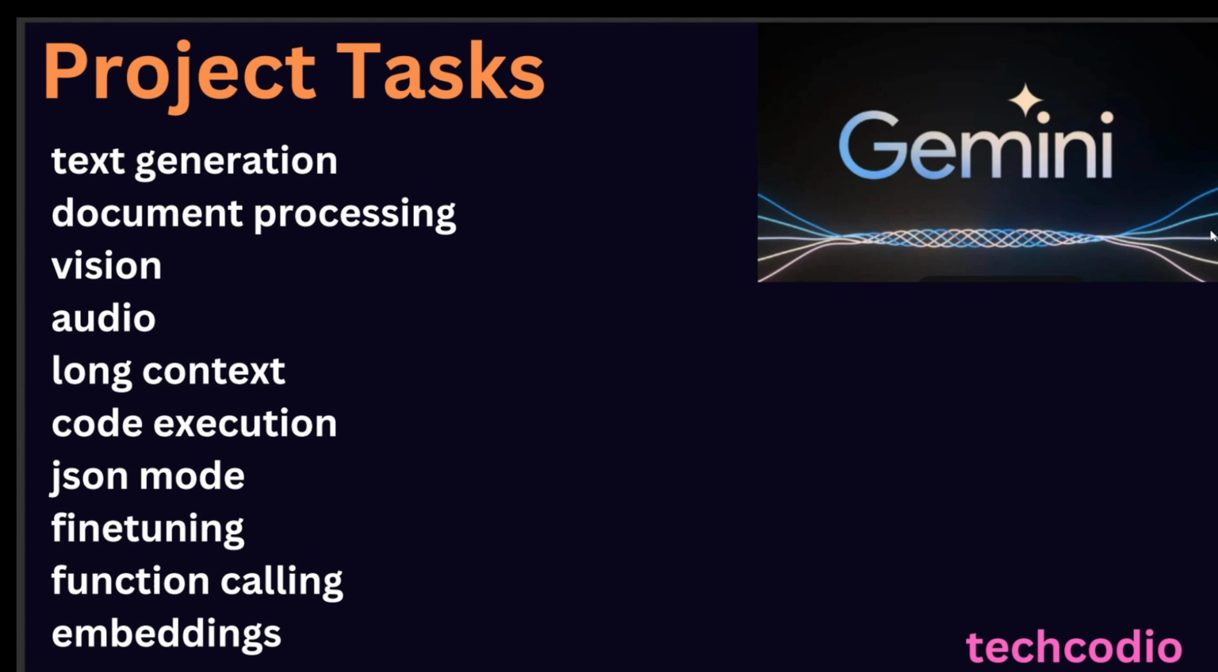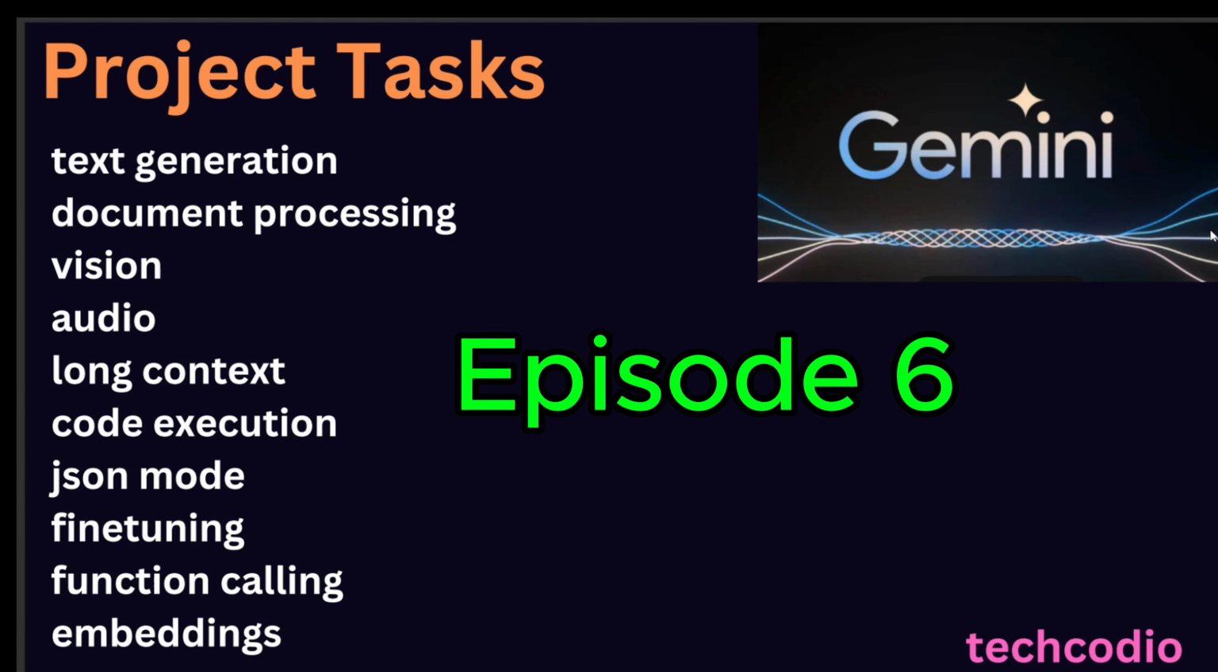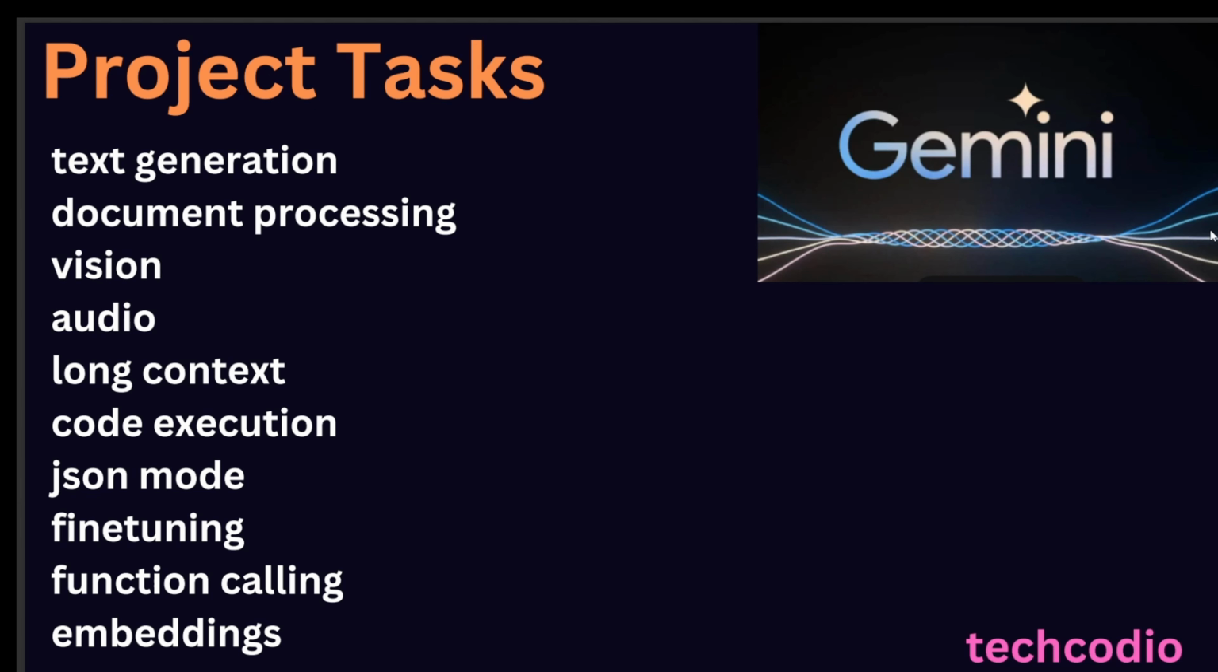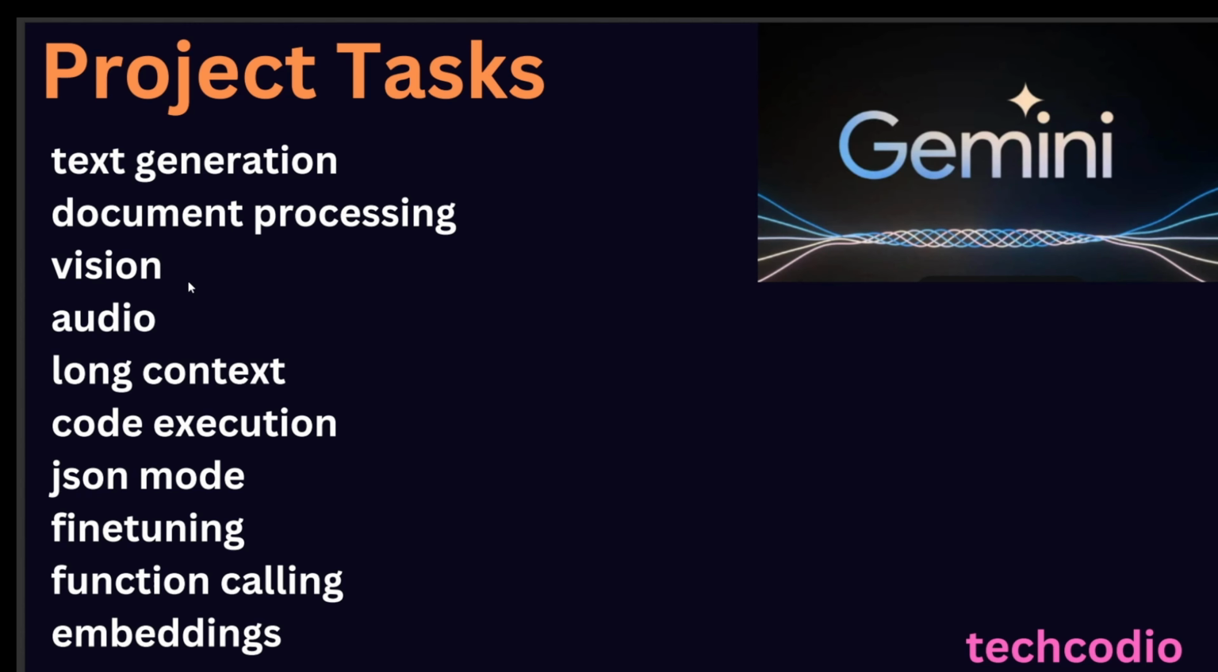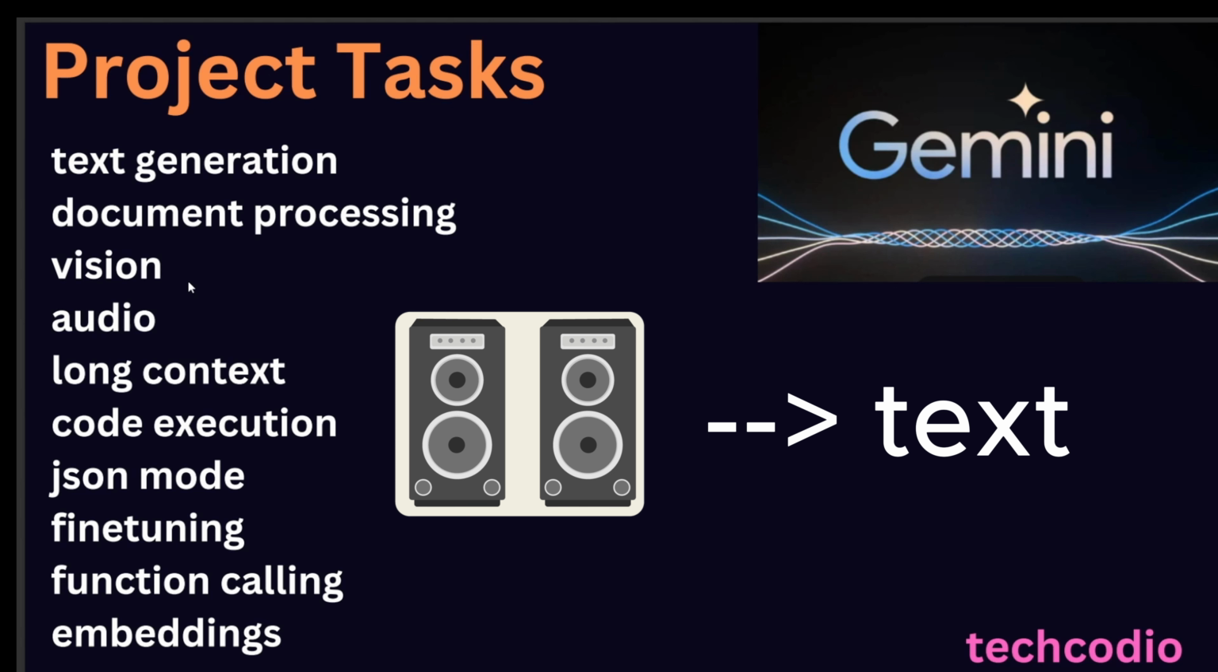So guys, as you all know, recently I started the Gemini series. It is episode number 6. In this video, we are going to do a project on audio. Previously, we have done projects on text generation, document processing and vision. In vision, we did 2 projects, image and video. Coming to audio, we are going to do one project, audio to text. When you give an audio, it will give the text as a response.